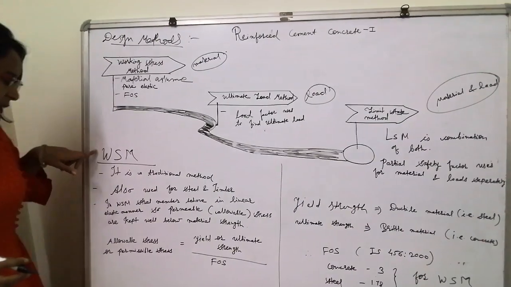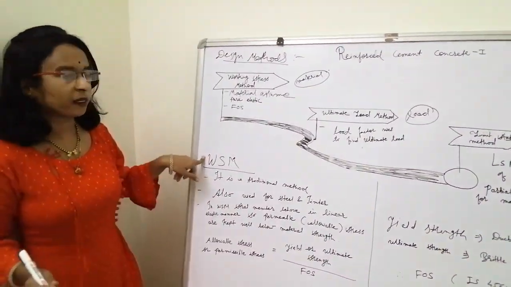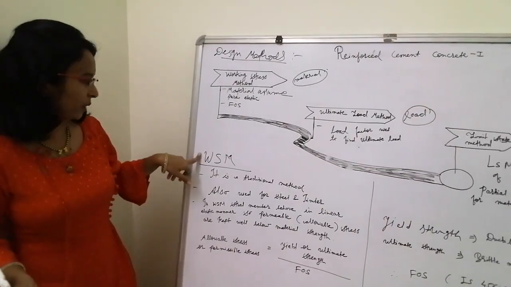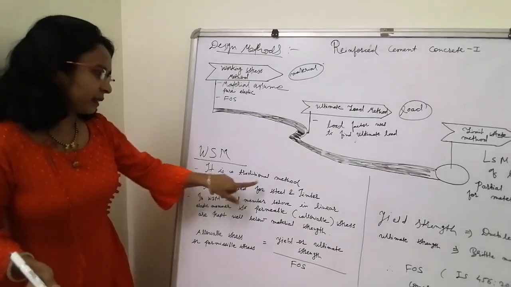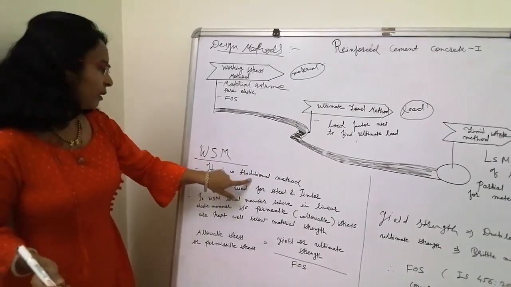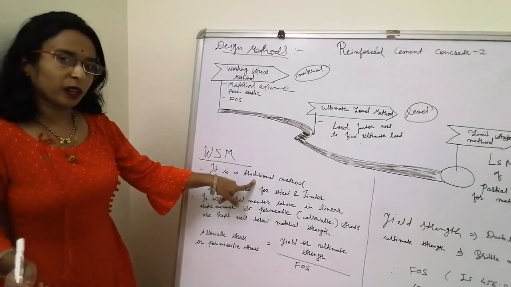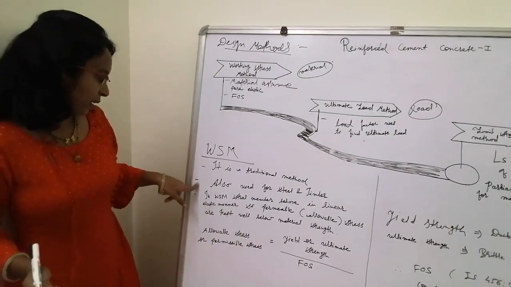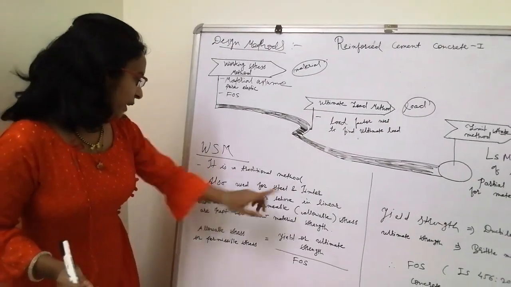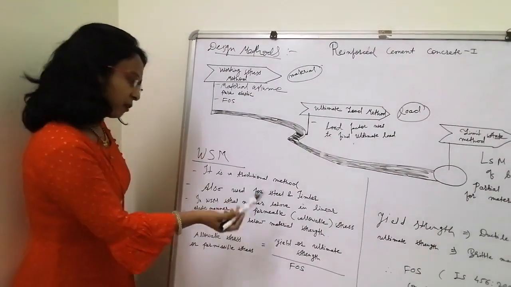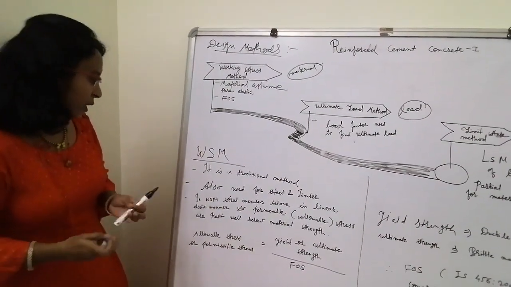In our syllabus, working stress method is there for RCC 1 and for RCC 2, there will be the limit state method design. It is the traditional method, the conventional method which has been used for the last decades. Then second, it is also used for steel and timber. It can also be used for timbers and steel.